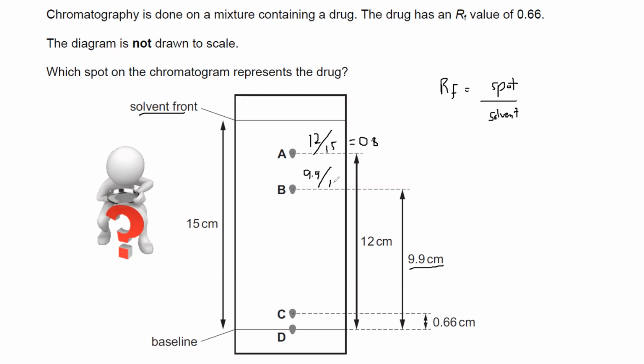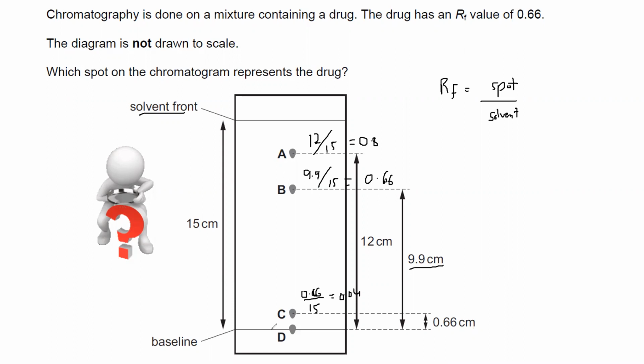9.9 divided by 15. So 9.9 divided by 15. What is the answer for the RF value for B? That is 0.66. And for C, when you find the RF value, the distance moved by the spot, that is 0.66 from origin, divided by the distance moved by the solvent, that is 15. So 0.66 divided by 15, that's 0.04.